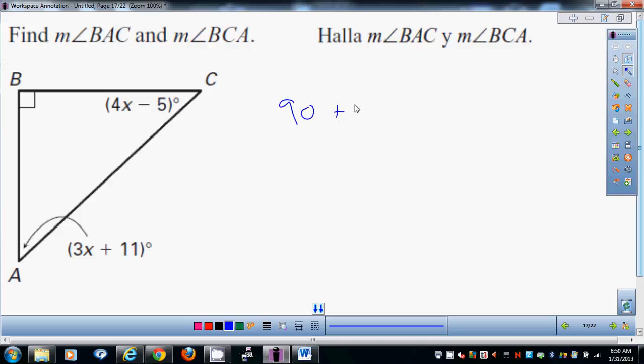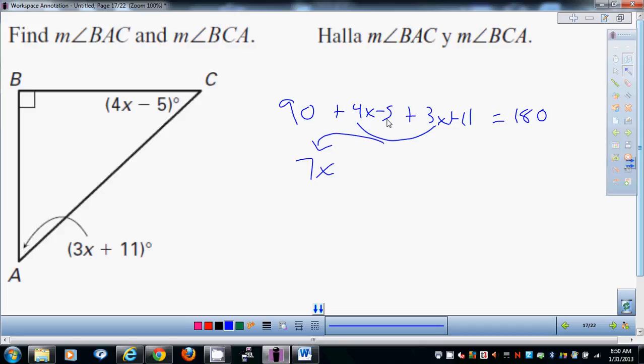Just add them all up, set it equal to 180. That's all you've got to do. So how many x's do I have total? 4 and 3, that's 7. 4x plus 3x gives us 7x. 90 minus 5 is 85, plus 11, 96.